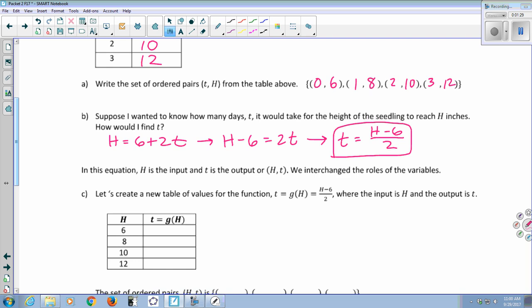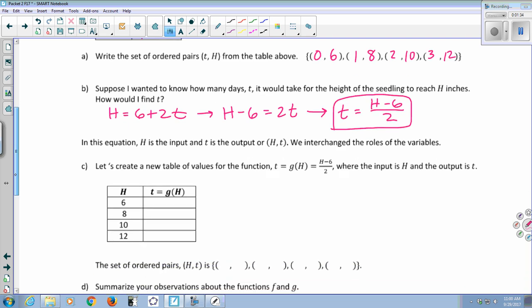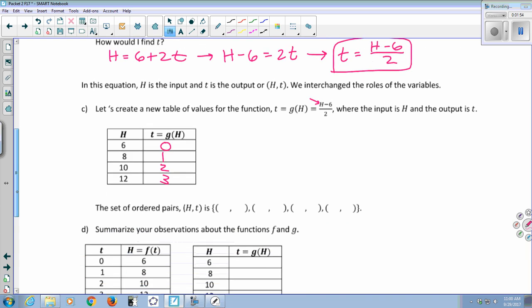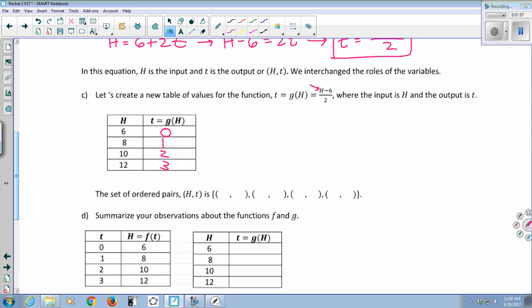So let's create a new table for the values of this function. h is the input, t is the output. So when h is 6, 6 minus 6 is 0 over 2 is 0. When h is 8, you get 8 minus 6 is 2 over 2 is 1. 10 minus 6 is 4 over 2 is 2, and 12 minus 6 is 6 over 2 is 3. The set of ordered pairs h comma t is going to be 6 comma 0, 8 comma 1, 10 comma 2, and 12 comma 3.